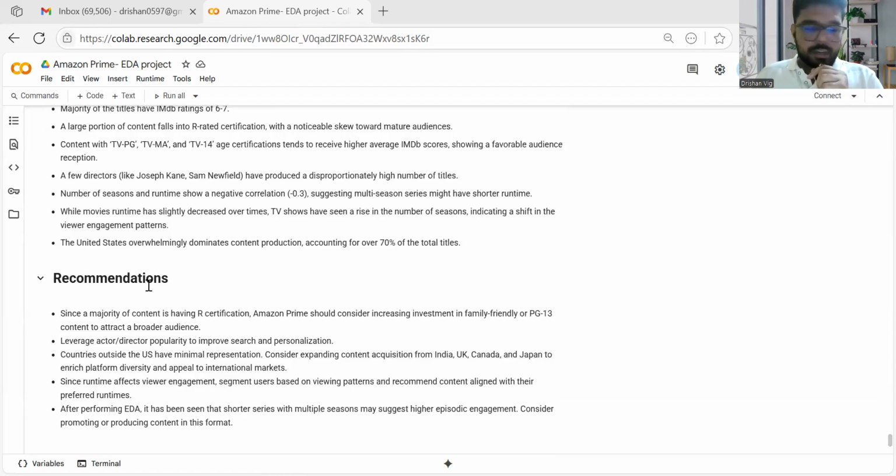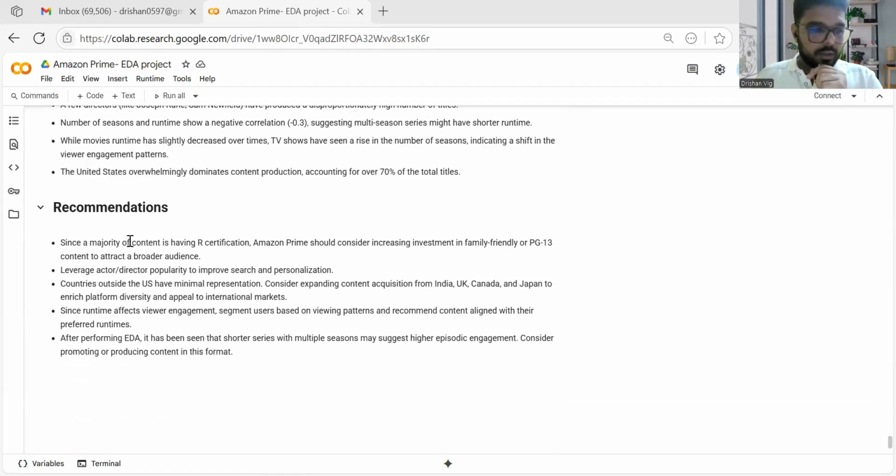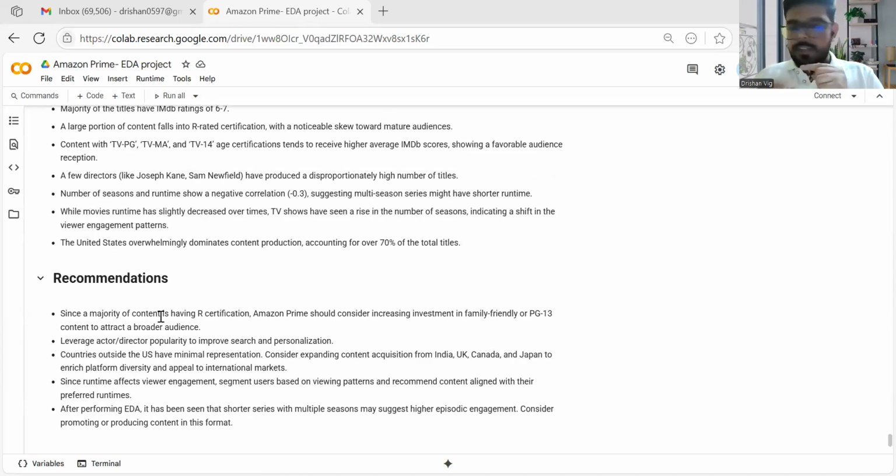Now it's time to recommend some actionable insights from that analysis. Since a majority of content has R certification, it is highly recommended that Amazon Prime should focus on other certifications as well, and invest some effort in other certifications to promote them and attract a larger audience.